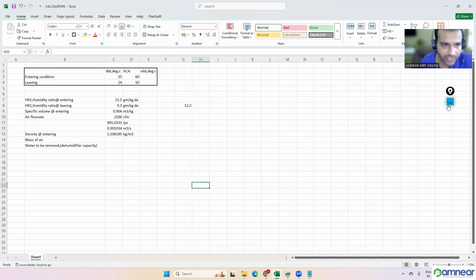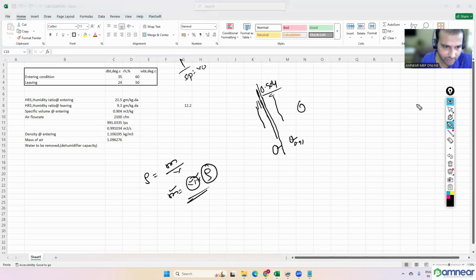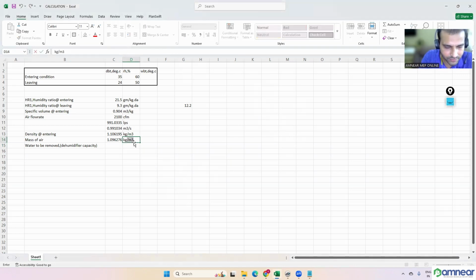Now I can find the mass of air. Mass of air is equal to volume of air, in meter cube per second, into density. I got it. So we are dealing with nearly 1.09 kilograms per second of air. Each second, 2100 CFM is equal to 1.09 kilogram only.